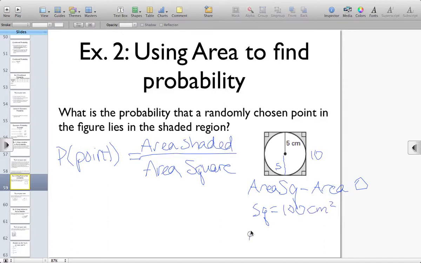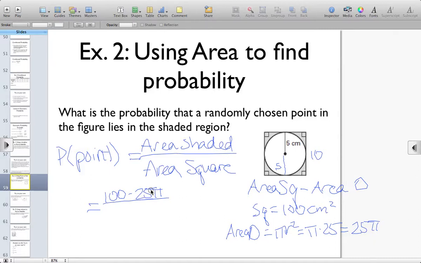Then the area of the circle is pi r squared. So that would be pi times 5 squared, which is 25. And we generally rewrite this as 25 pi. Because I'm having to use a number that's irrational, I don't want to round too soon, so I keep it in pi form until the very end. Let's go ahead and substitute this information in. So the shaded area is going to be the area of the square minus the area of the circle.